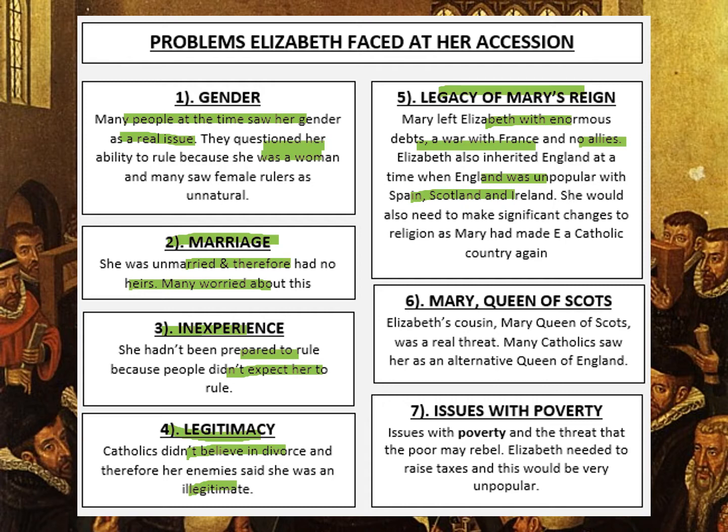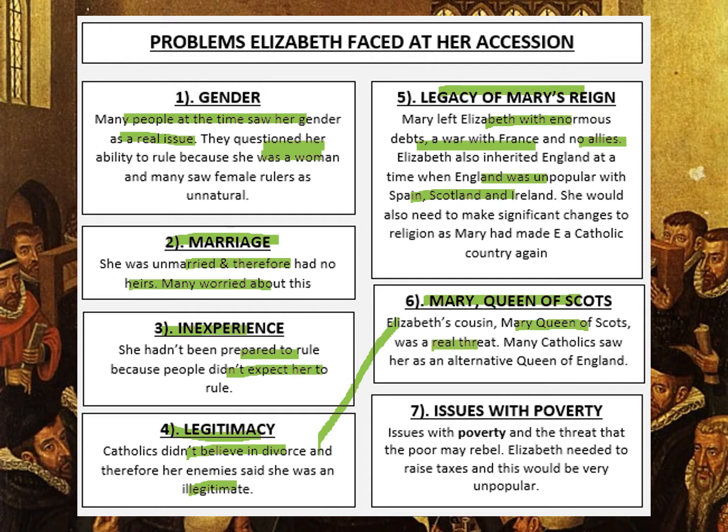There's also the big issue of Mary Queen of Scots, which is absolutely linked to this idea of religion. For some people, and for some Catholics in particular, they saw Mary as the rightful next Queen of England, even though she was already Queen of Scotland. For a lot of people, they would prefer to have a Catholic monarch on the throne than have somebody that they saw as illegitimate. And obviously, Mary was a real threat throughout the reign.